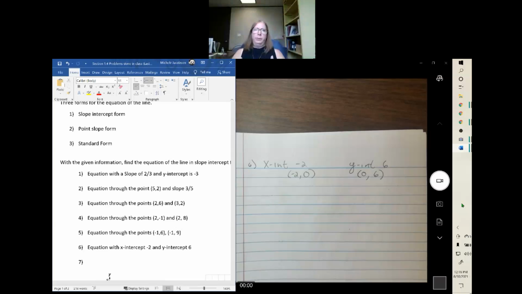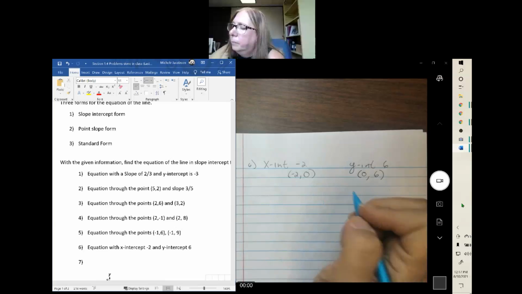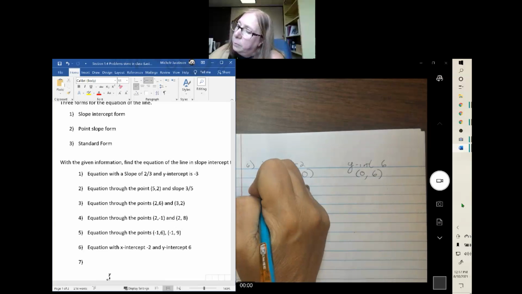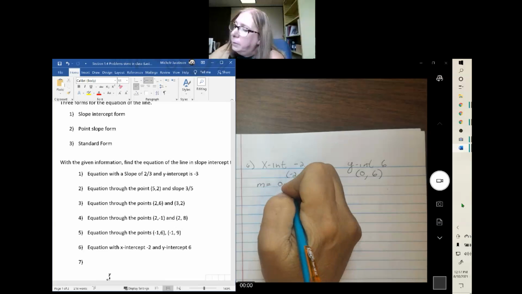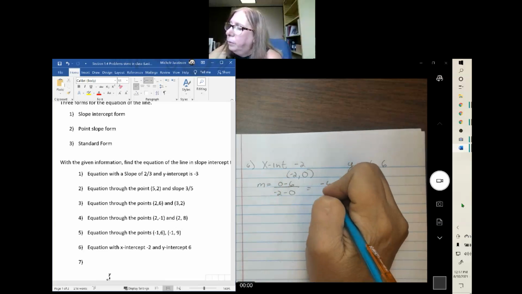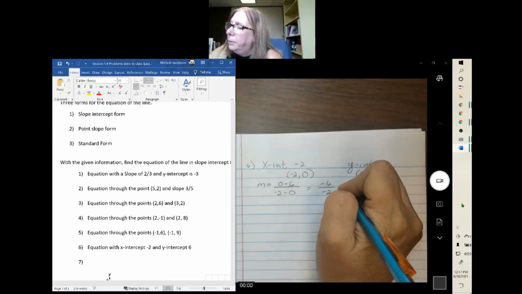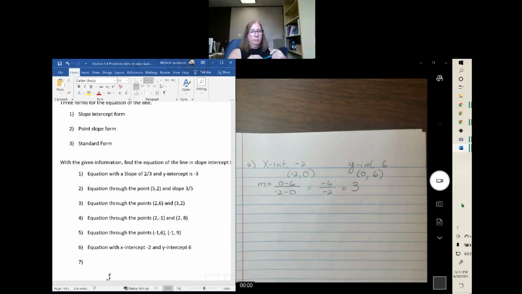So notice they keep adding parts to make sure you understand everything as it goes together. (-2, 0) and (0, 6). Find the slope. 0 minus 6 over -2 minus 0. -6 over -2 is +3 for our slope. So now we have the slope and either one of the 2 points.